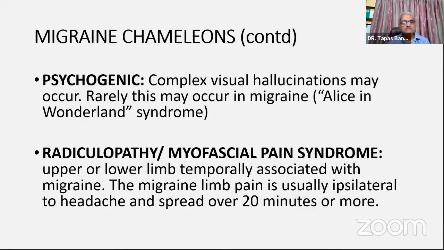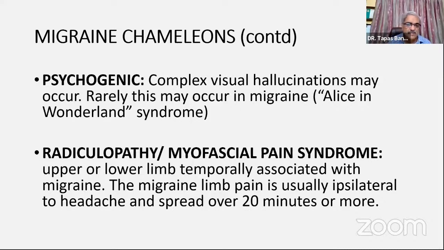Then migraine patients can have these complex visual hallucinations, what we call Alice in Wonderland syndrome. They can see the objects in front of them growing larger in size, or very small in size, macropsia or micropsia. But these sort of things quite often happen in a psychogenic individual. So psychogenicity can be one of the chameleons of migraine.